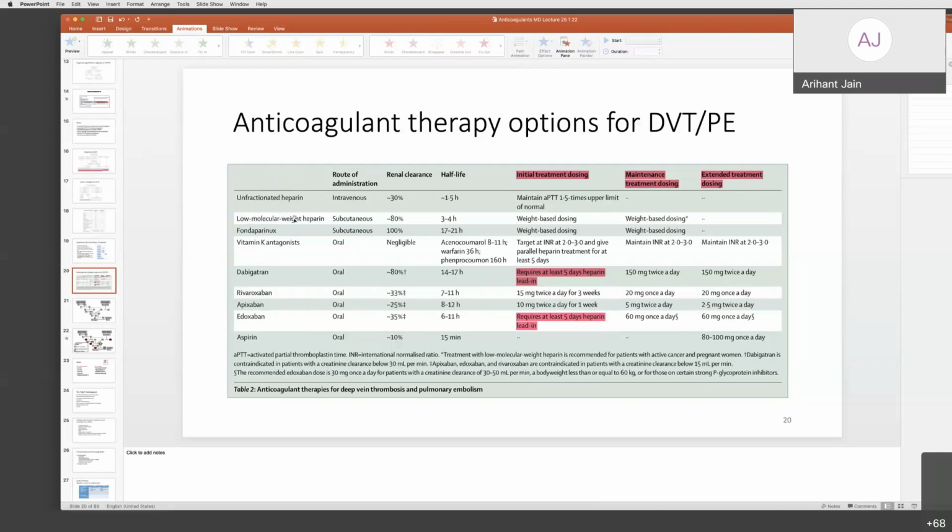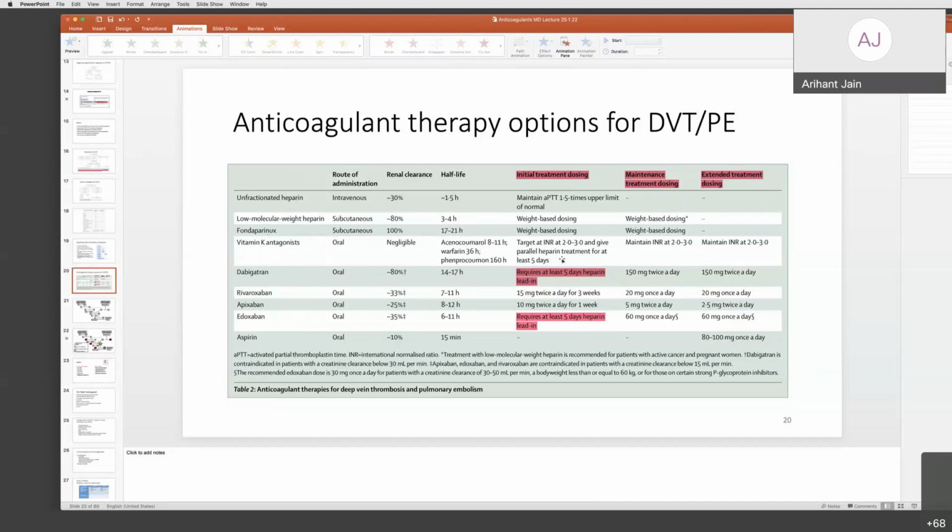Then the second one is low molecular weight heparin. Typically it has a half-life of 3 to 4 hours, and you give it as a weight-based dosing. Then there is Fondaparinux. Again, it is a weight-based dosing. It has a half-life of 17 to 24 hours. So low molecular weight heparin has a BD dose. Fondaparinux has a OD dose.